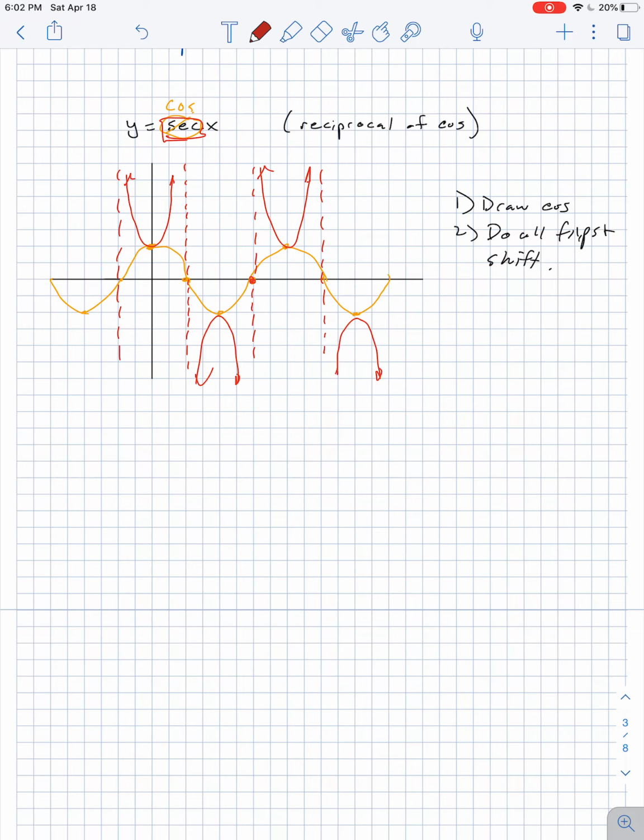And then once you're done with drawing those, you erase the cosine because that's not actually part of the graph. What that cosine does is it gives you a reference mark for where to draw your parabolas. And so this is the graph of secant. That's a parent graph. Now, cosecant works exactly the same way, only it works off of sine. So I'm going to do one of those with some shifts so you can see what that looks like. And secant will end up being the same way.